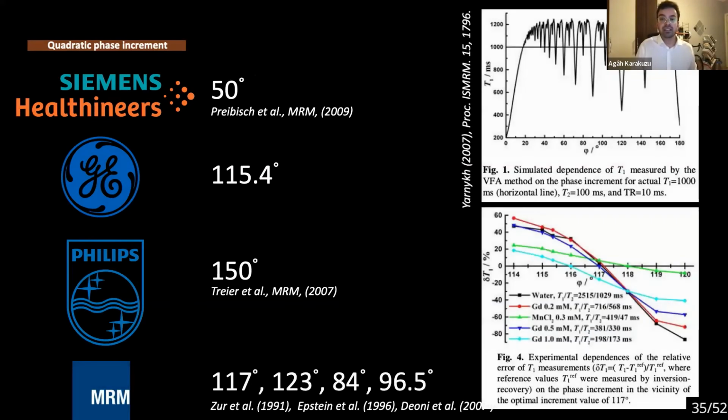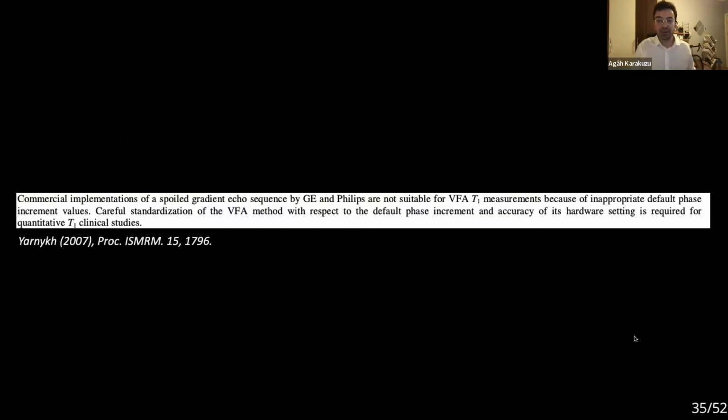For example, this study by Yarnykh shows the dependency of T1 measurement on the phase increment, and you can see how T1 estimations fluctuate depending on the selected value. And on the second figure, we see that the value of 117 yields the lowest error for a range of T1 over T2 values. And then in this work, Yarnykh calls out GE and Philips SPGR implementations, saying that they are not suitable for VFA T1 measurements. And this is a well-known issue, but it's not really straightforward to manage.